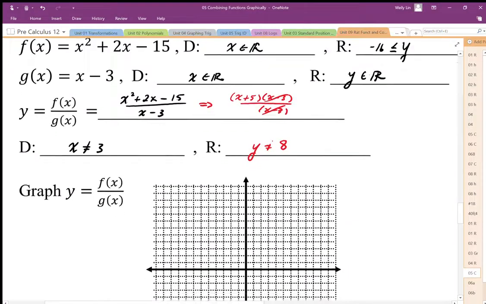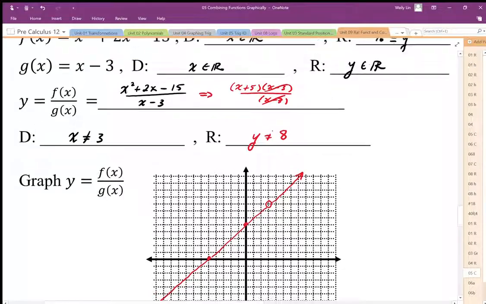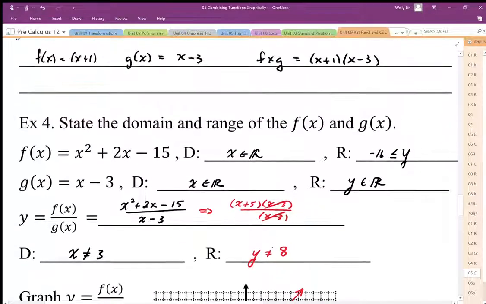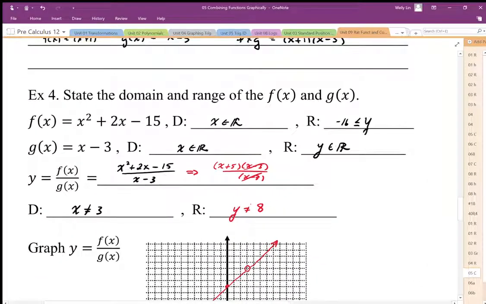So this rational function really just becomes a linear function, x plus 5. You have a straight line with a hole at x equals 3, y equals 8. So it's just going to be a straight line like that, with a hole at that point. By combining these functions and analyzing the combined function, we can see that this is actually a familiar function, one that we've already seen before.